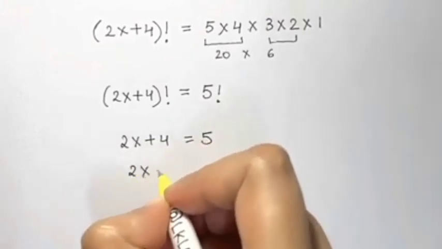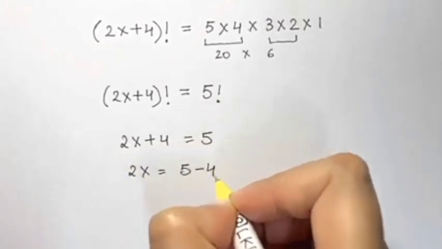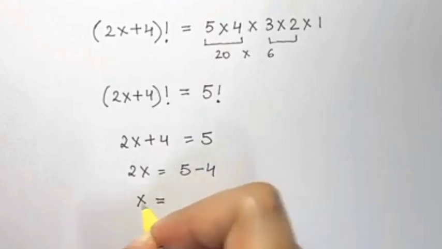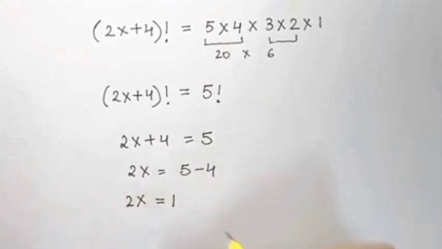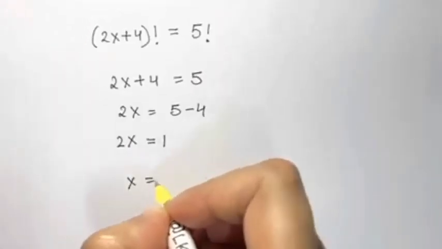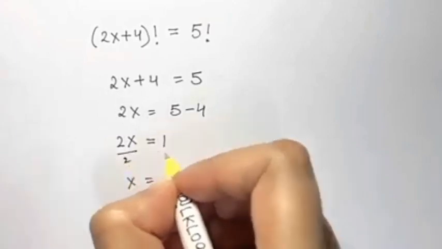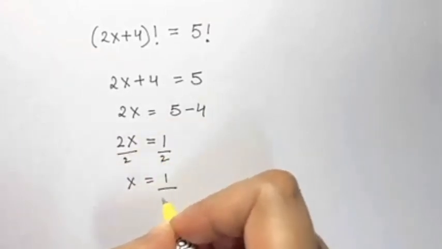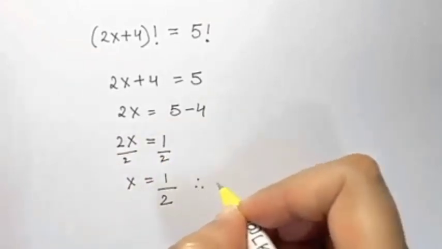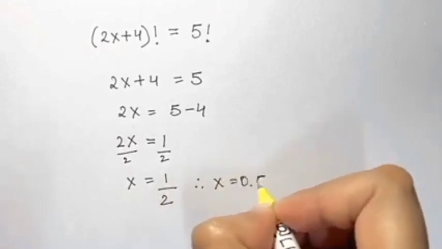And 2x is equal to 5 minus 4. And 2x is equal to 1. Divide both sides by 2. So x is equal to half. So therefore x is equal to 0.5.